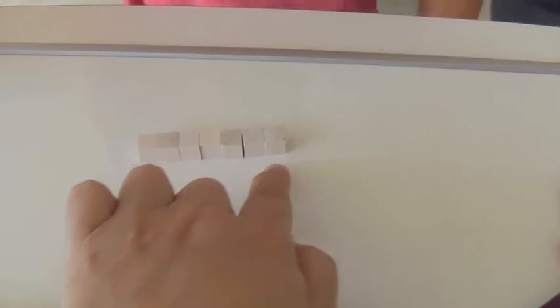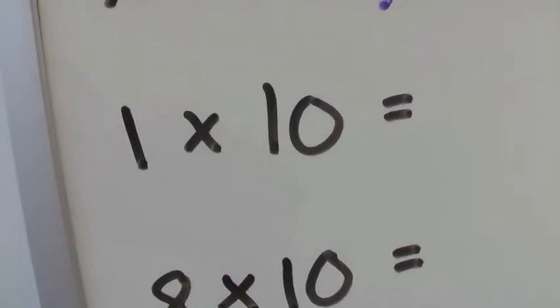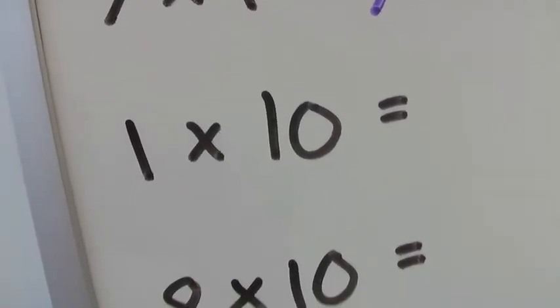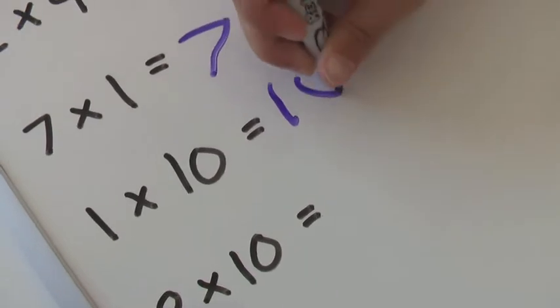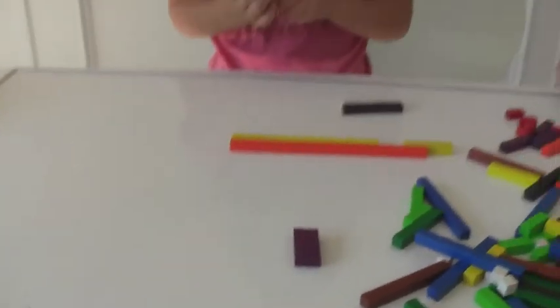What's on this side? How many? 7. And how many is on this side? 1. That's right. Okay, how about 1 of 10? That's easy, just like 7 of 10. Can you show me with the rods? Show me 1 of 10.